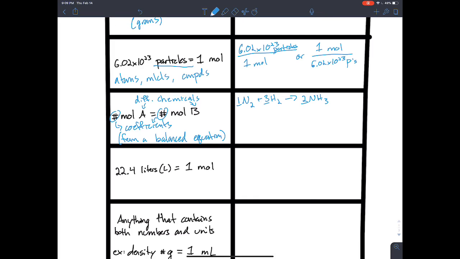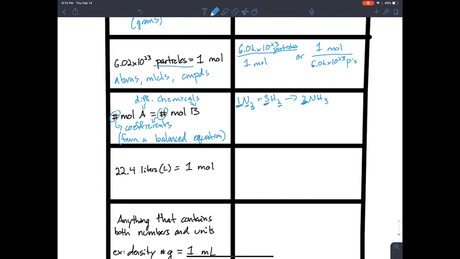Now, what this is saying is that in this example, for every 1 mole of diatomic nitrogen, now this is something to emphasize, when you have N2, it's 1 mole of diatomic nitrogen, so it's doubled, but we'll get to that. For every 1 mole of diatomic nitrogen, we're producing 2 moles of ammonia, NH3. For every 3 moles of diatomic hydrogen, we're producing 2 moles of NH3. So this is a ratio.